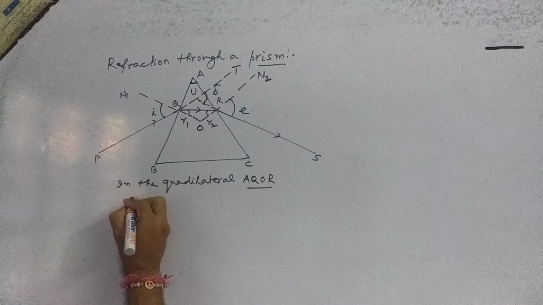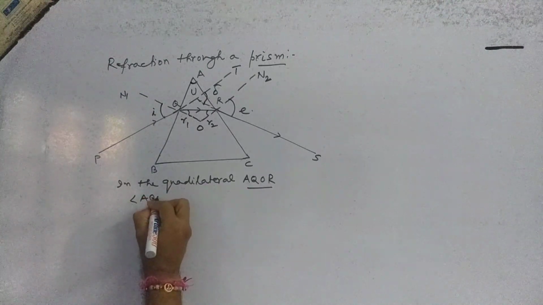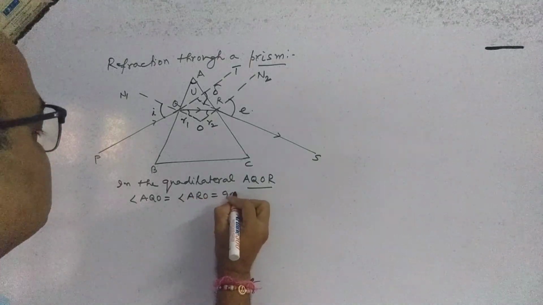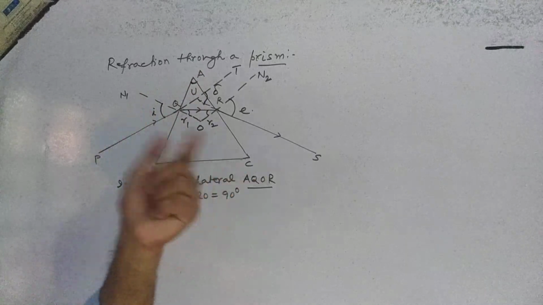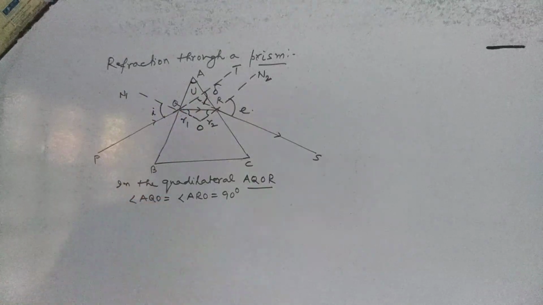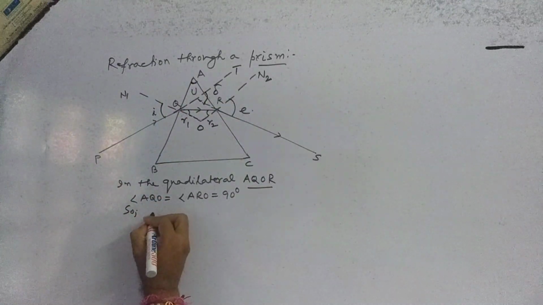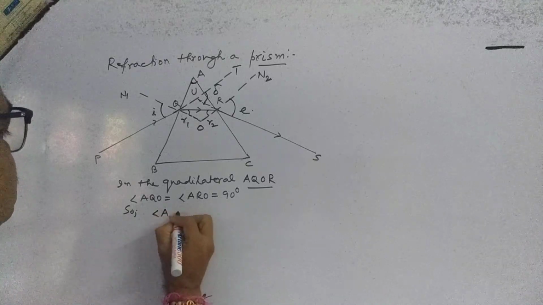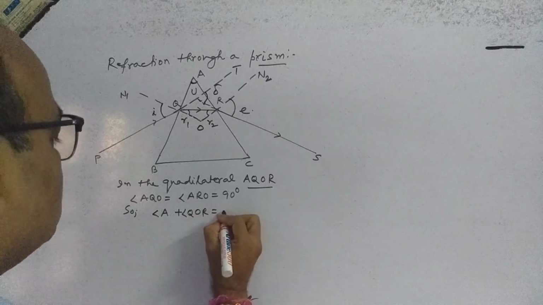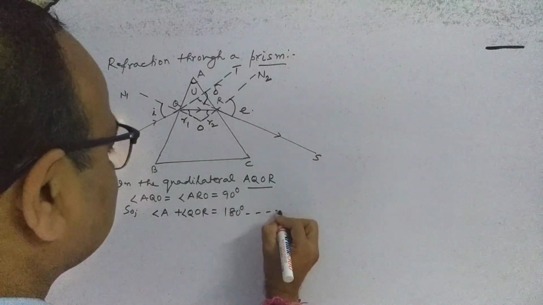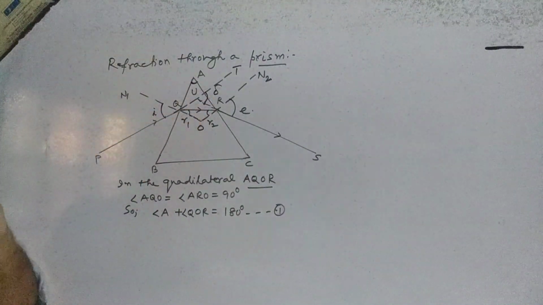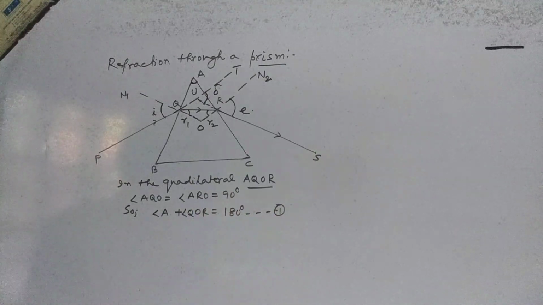What are we getting? Angle AQO is equal to angle ARO is equal to 90 degrees. And you know, the sum of all the angles in a quadrilateral is 360 degrees. AQO and ARO are each 90. So angle A plus angle QOR should be 180 degrees. I write this as equation 1. Angle A plus QOR, the remaining two angles, should be 180 degrees.